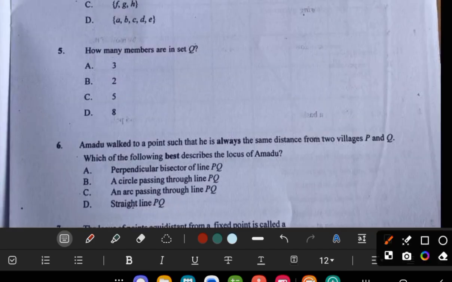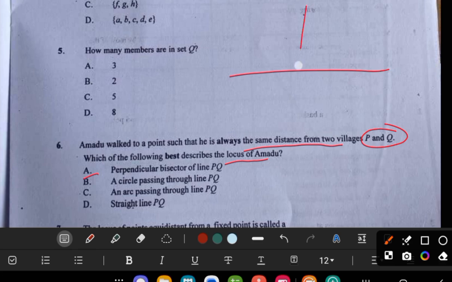Question 6. Amadou walked to a point such that he is always the same distance from two villages P and Q. Which of the following best describes the locus of Amadou? A. Perpendicular bisector to PQ. Now it's a perpendicular bisector. There's a line. Let's say this place is P, this place is Q. This line is a perpendicular bisector. Amadou is here, in the middle. It means that the distance from this point to Q is the same as the distance from the middle here to P.